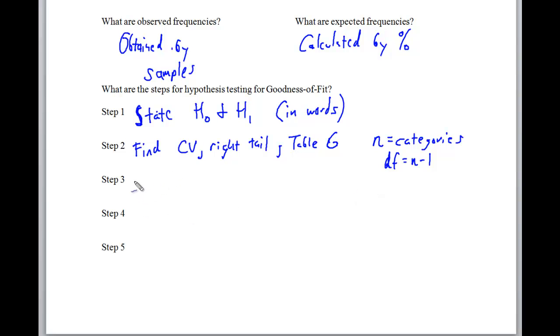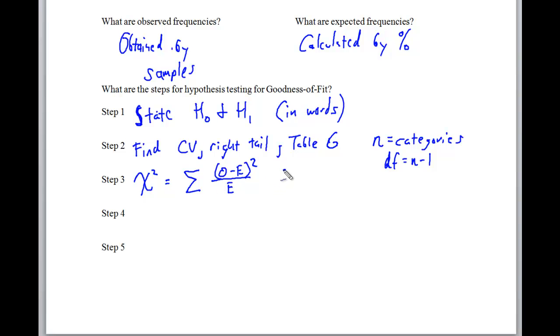Now, our step 3 is to calculate our chi-squared. To calculate the chi-squared, you're going to add the sum of the differences between the observed and the expected values squared divided by the expected values. This looks a little intimidating: the sum of O minus E squared divided by E. But once you actually see a problem done, it won't be so bad, especially if you set things up in a table like I want you to.